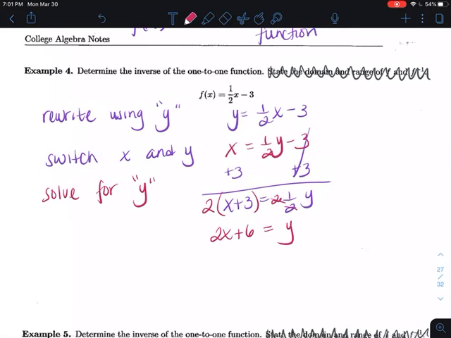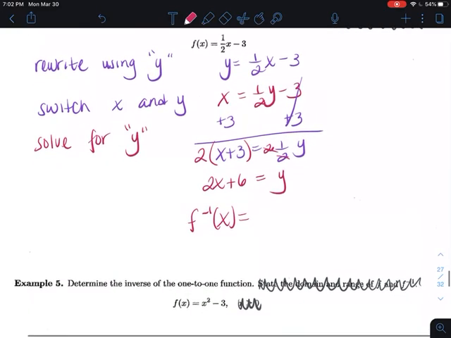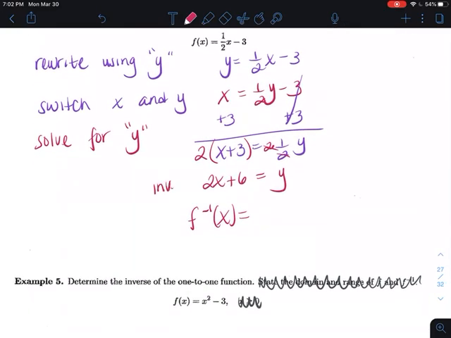This is the inverse. The notation will be f of negative 1 of x. So again, in my math lab, that's exactly what you would see. This is the inverse. And what you would type in the box is 2x plus 6. So that would be the inverse of that function.